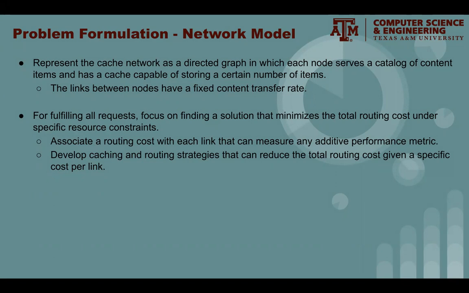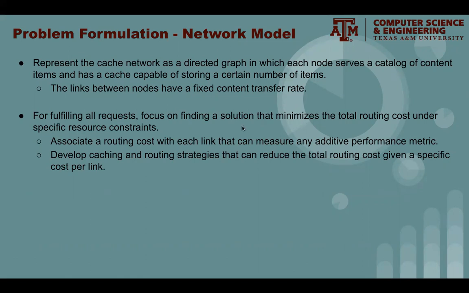They chose to represent the cache network as a directed graph in which each node serves a catalog of content items and has a cache capable of storing a certain number of items. The links between nodes have a fixed content transfer rate. And for fulfilling all requests, they decide to focus on finding a solution that minimizes the total routing cost under specific resource constraints.